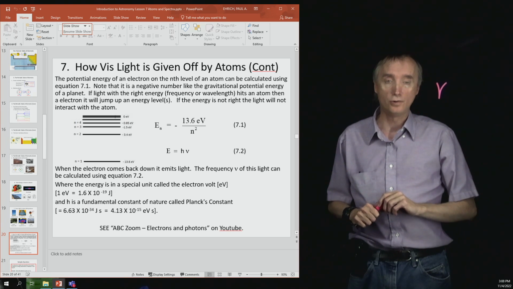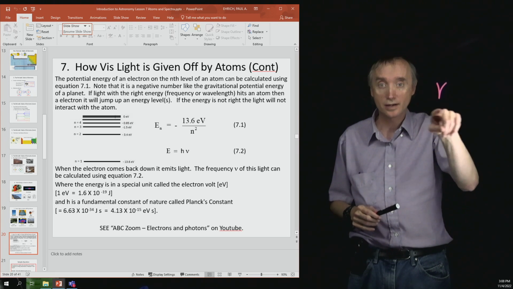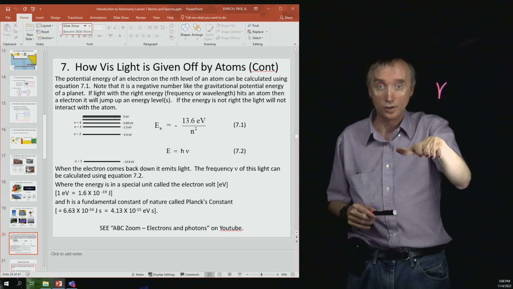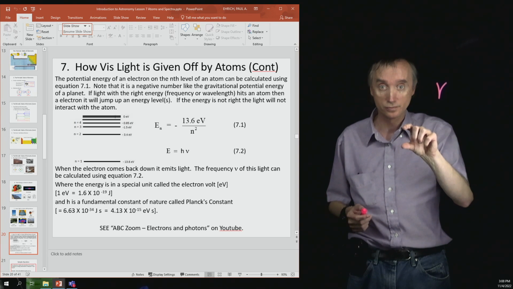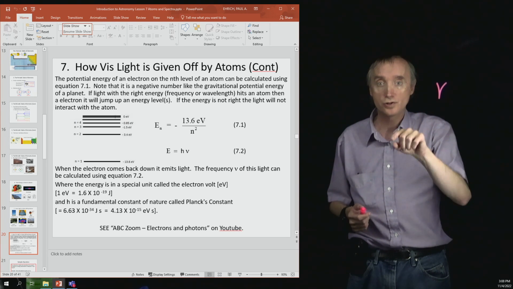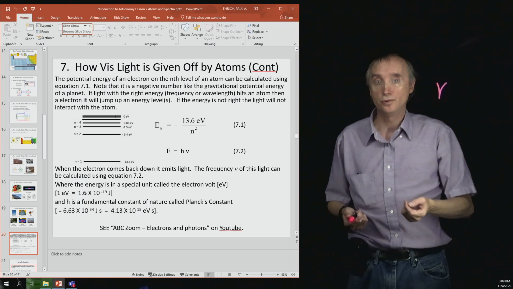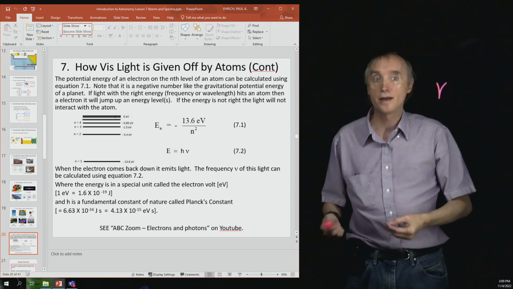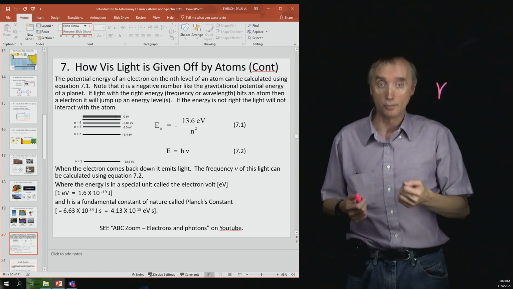So when you jump, let's say, from the second energy level down to the first energy level, you subtract the two energy levels, the energy that goes with each level. You subtract those two numbers, and then you set that equal to h times the frequency, and then solve it for the frequency. That's the frequency of light that would be emitted by that jump.